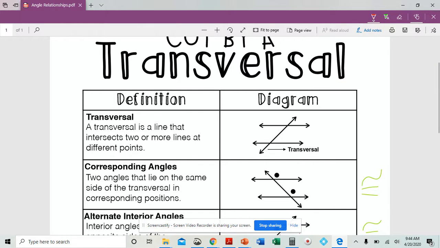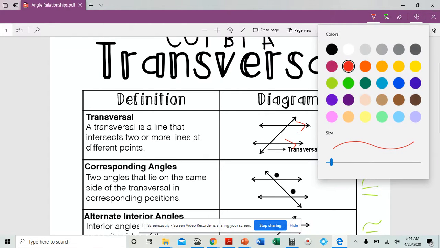It'll either be told to you that these two lines are parallel to each other, or you may see it visually denoted by having arrows on the lines like this. If the arrows match, then that means that those two lines are parallel to one another.